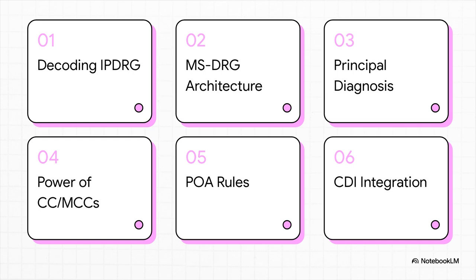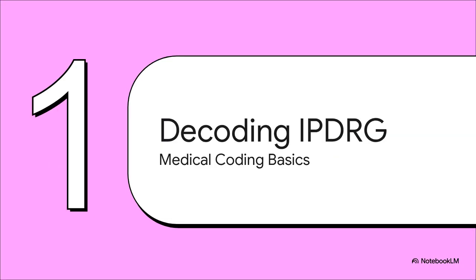Okay, let's dive into this and look at our roadmap. We've got 6 parts today. 1. Decoding IPDRG medical coding. 2. The MSDRG architecture. 3. Identifying the principal diagnosis. 4. The power of CC and MCCs. 5. Present on admission rules. And finally, 6. Clinical documentation integrity. So let's jump right into Section 1, Decoding IPDRG medical coding.